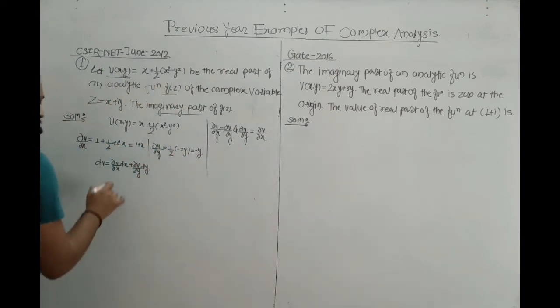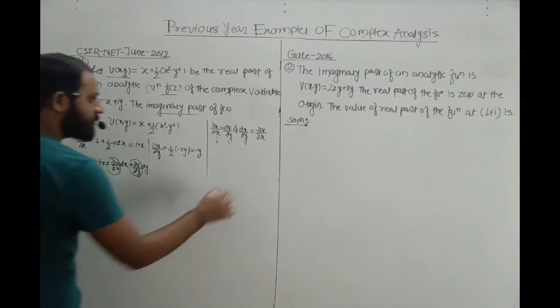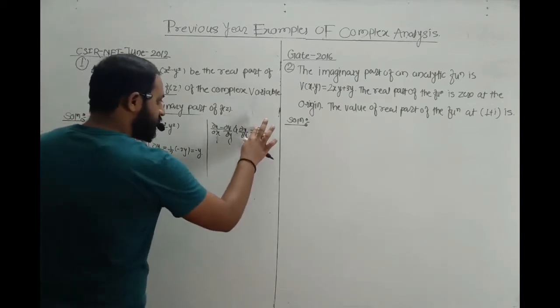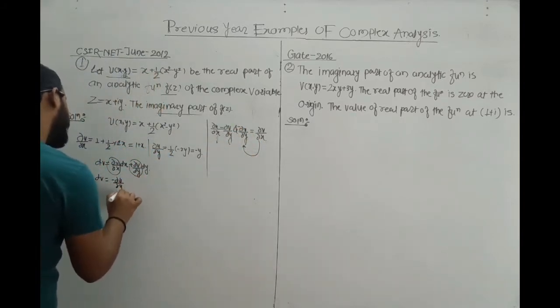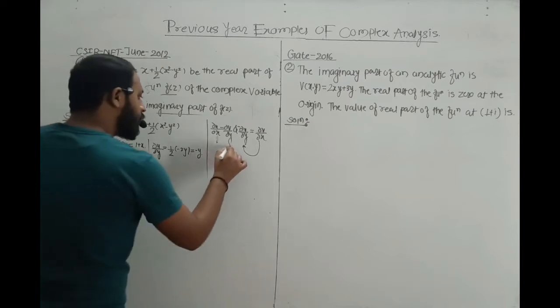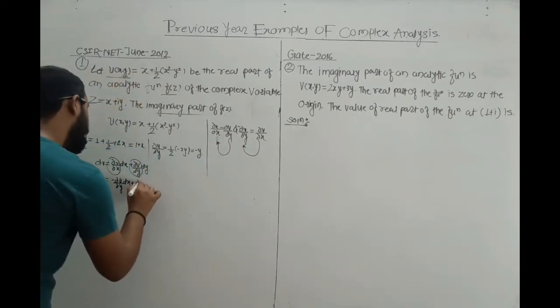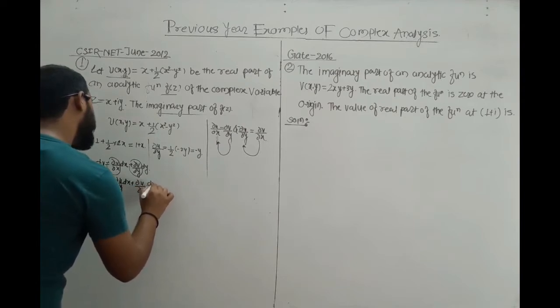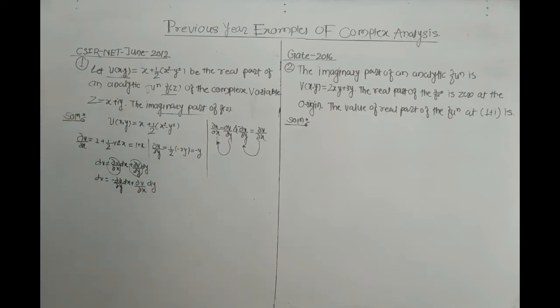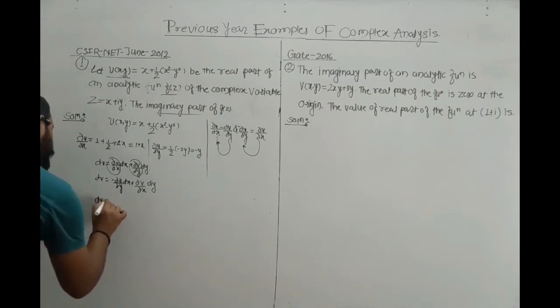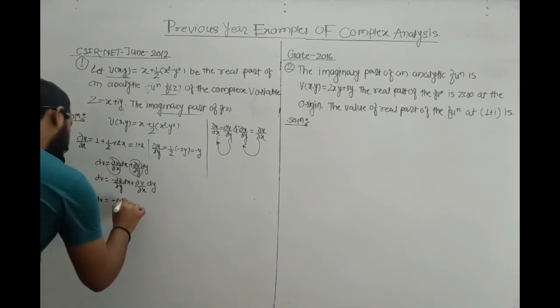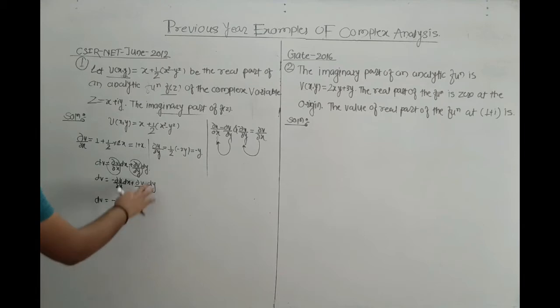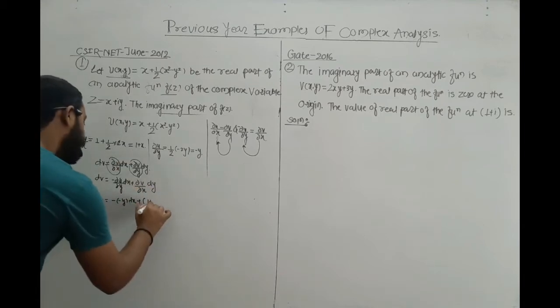Now using these CR equations, I am going to replace these derivatives. dv equals, in place of dou v by dou x, I can write minus of dou u by dou y into dx. Now in place of dou v by dou y, I can write dou u by dou x into dy. Any problem? No. Now see, dv equals minus of dou u by dou y, which is nothing but minus y into dx, plus dou u by dou x, which is nothing but 1 plus x.